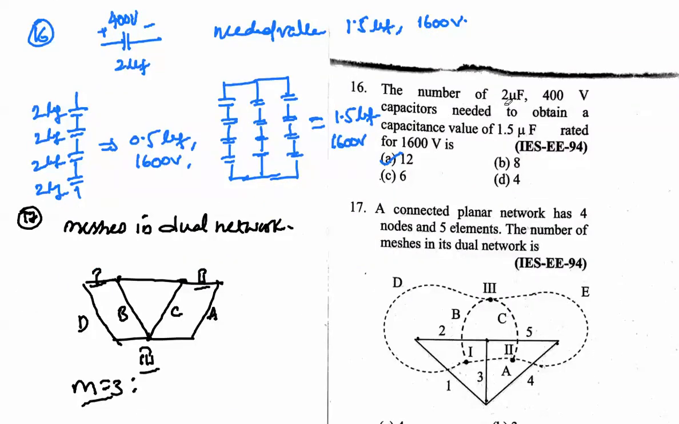Next, 16th question. The number of 2 microfarad, 400 volt capacitors needed to obtain a capacitance value of 1.5 microfarads rated at 600 volts. Here one capacitor is 2 microfarads and 400 volts. How many capacitors do I need to connect in series to get 1600 volts? 4 into 4 means 1600 volts, right? But when capacitors are in series, they reduce the value, so 2, 2, 2, 2 gives 2 by 4, that is 0.5 microfarads equivalent. But I want to get 1.5, so I will add 3 branches. So the total will be 12.